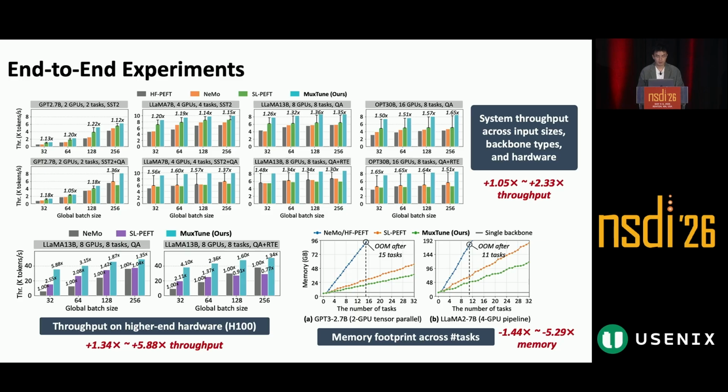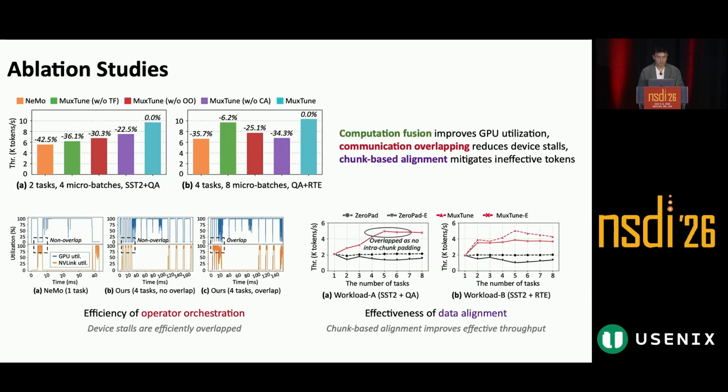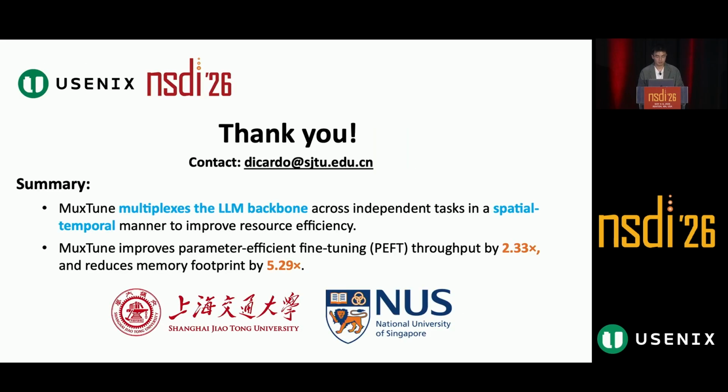We have evaluated our system across different input sizes, model types, and hardware. Our system got 1.05 to 2.3x throughput improvements compared to other baselines. The improvement becomes larger when testing on better devices, while our system reduces memory footprint by up to 5.29x. We also conducted several ablation studies to evaluate our system performance, including speed-up breakdown, efficiency of orchestration, and the effectiveness of chunk-based alignment. So I think that's all my sharing, and thank you for listening.